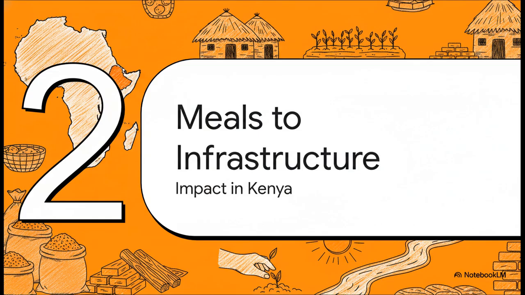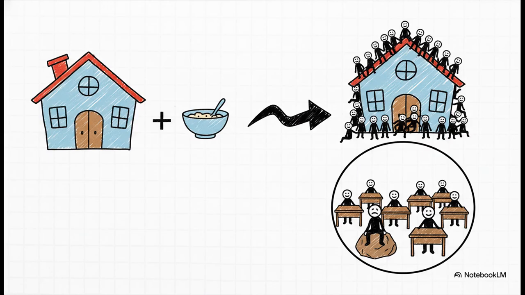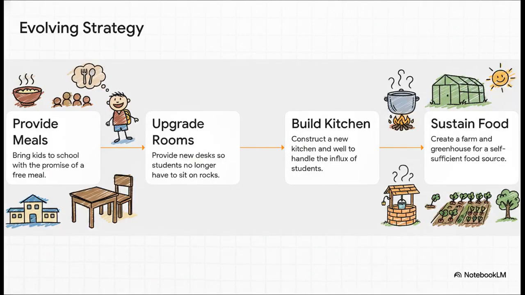All right, let's take a look at Kenya. This is our first big case study for how this thing grows, because this is where the whole project went from just handing out food to actually building long-term sustainable solutions. And this is where things get really interesting. The free meal program worked almost too well. Suddenly, school attendance just skyrocketed, which sounds great, right? But it created a brand new problem. They didn't have enough desks. You had kids who were literally sitting on rocks just to be in class. Can you imagine?